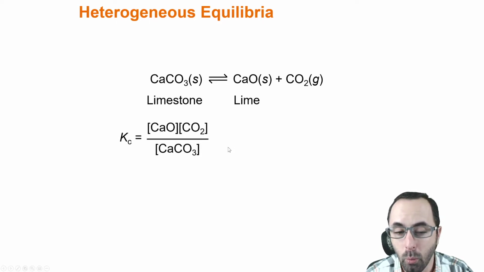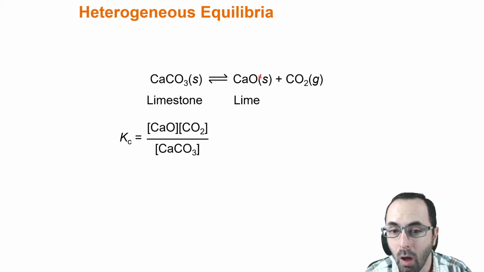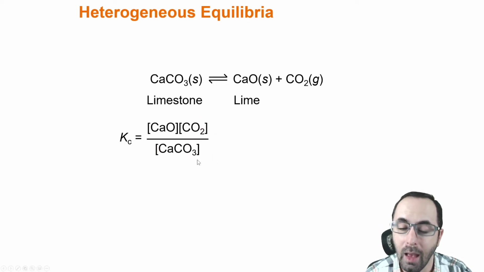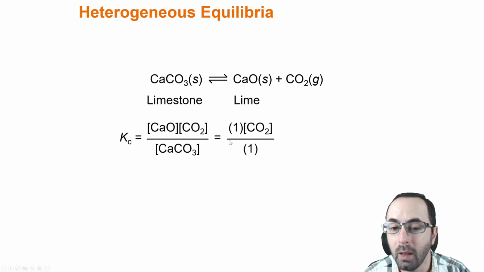So generally we would write a Kc in this fashion. It would be the products, calcium oxide here, carbon dioxide over the reactants. However, the solids are not going to have an impact on the equilibrium constant. Essentially, what we're going to do is replace these with 1.